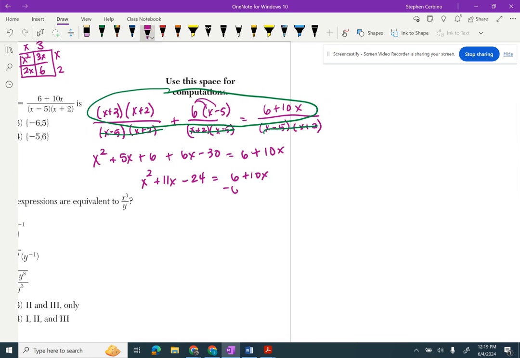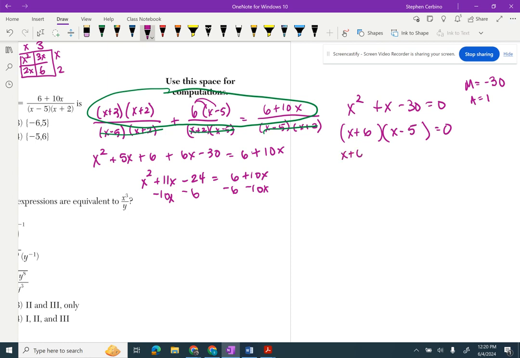And if we move the 6 and the 10x to the other side, so we subtract 6 and subtract 10x, we get x squared plus x minus 30 equals 0. And then we have to factor again. One of the factoring methods you will 100% have to use on this is your trinomial factoring method. So we're trying to figure out what multiplies to make 30, but adds to make 1. That is going to be positive 6 and negative 5. These are not your solutions.